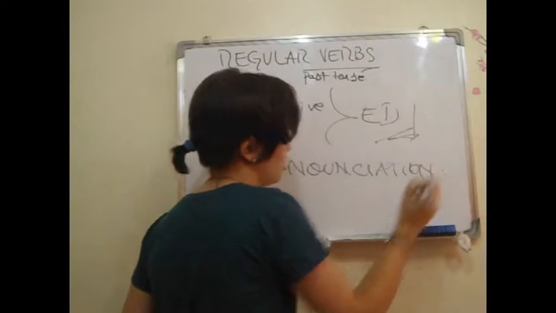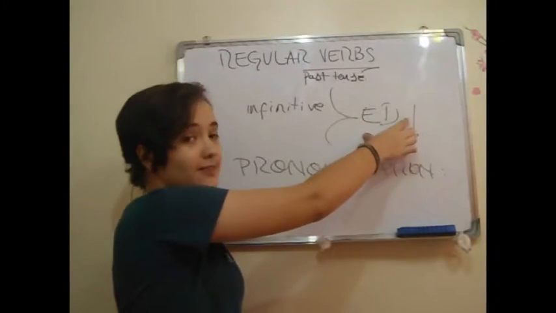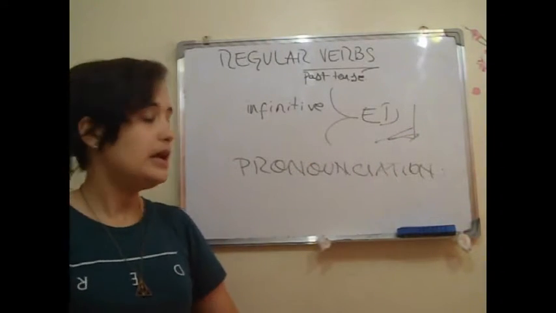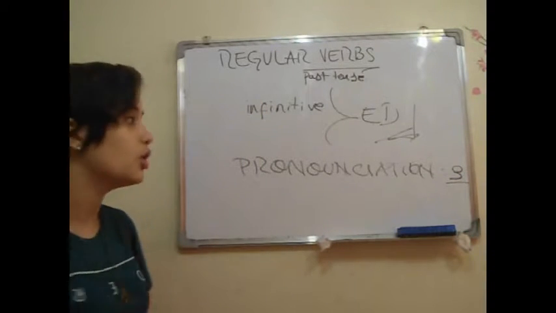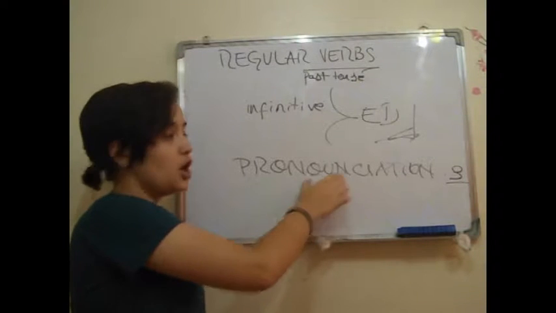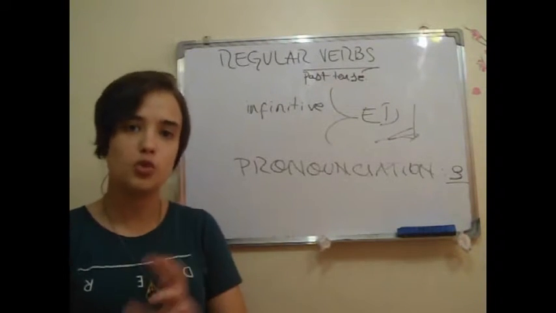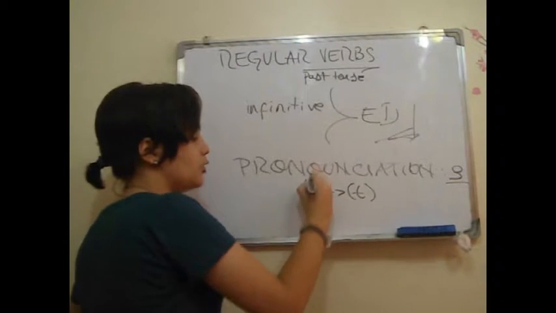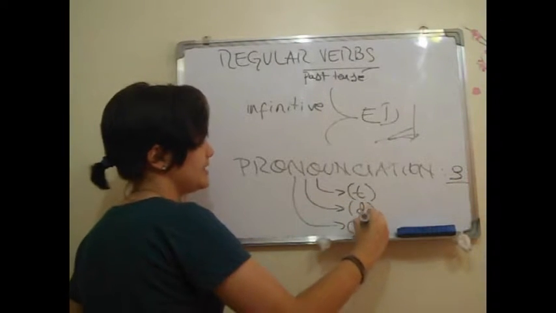Well, even though regular verbs have this main point in common, and it is really easy, the thing is that they have three pronunciations available for them. So our main point today is to explain how to determine whether a verb is pronounced one way or another. The pronunciations are T sound at the end, D sound at the end, and finally ID sound at the end.